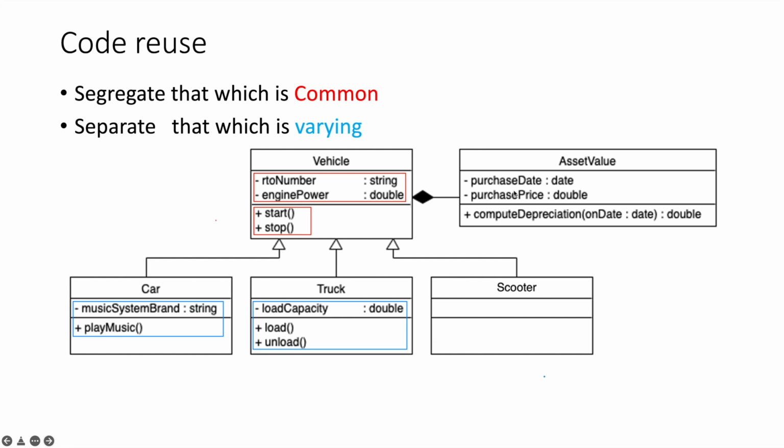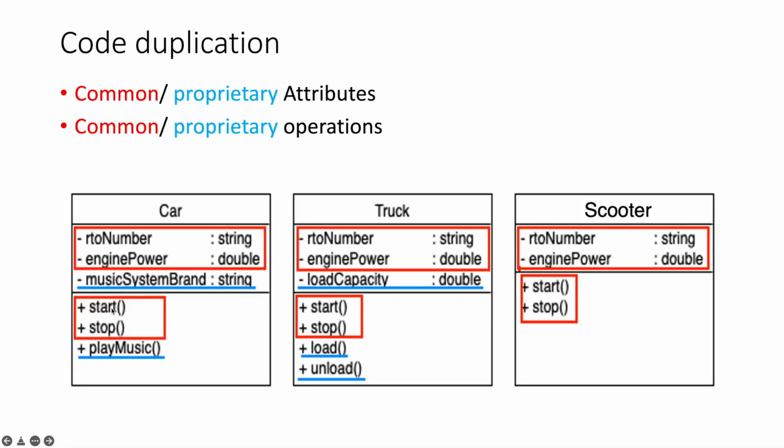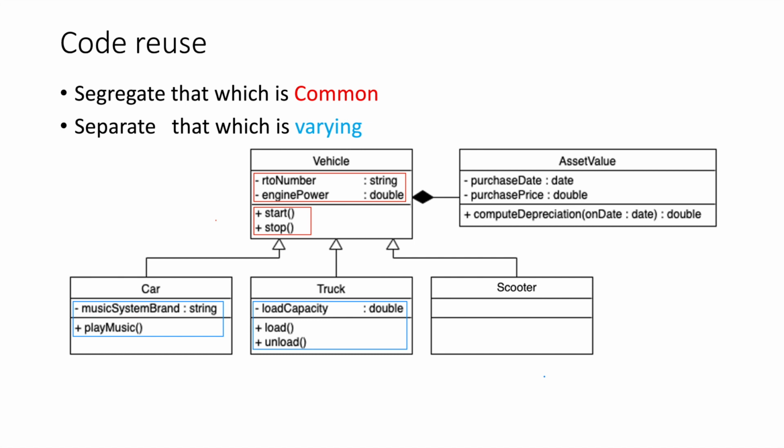Similarly, for any other relationships, attributes and operations, whatever is common, we push it up, and whatever is varying, we push it down. That is where we apply the code reuse principle, because this portion is reused in the child classes. If we wanted to make any changes here, we would be forced to do it at all three places, and if we forget one place, there will be a problem in the software.